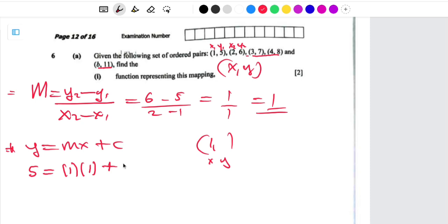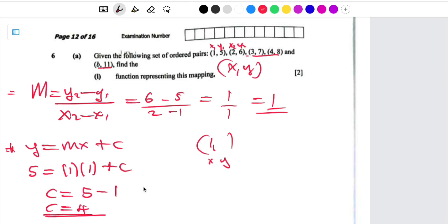Then the c-intercept we don't know. So the c-intercept is going to be 5. 1 multiplied by 1 is 1, so this is positive 1. When it goes to the other side, it's going to be negative 1. So C is going to be 4. So this is how you're supposed to find the value of C.